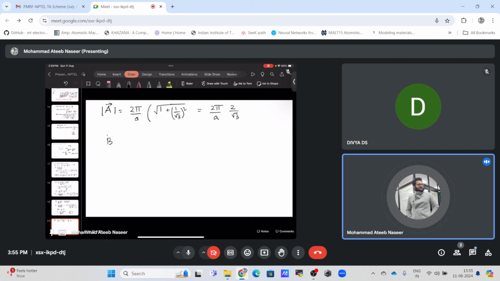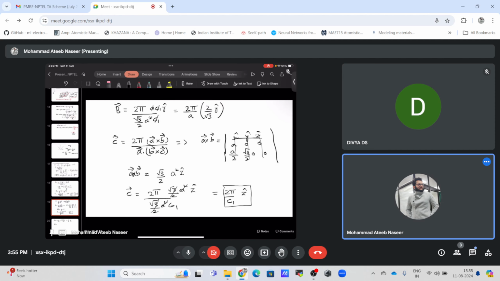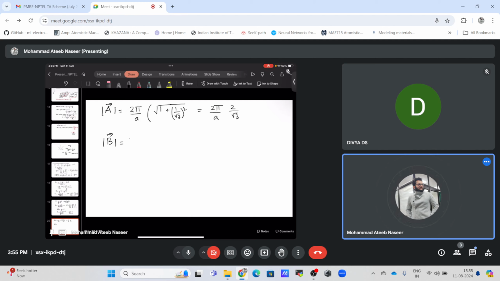Now the magnitude of reciprocal lattice vector B is simply 2π/a times 2/√3. So this is also done. This is the magnitude of reciprocal lattice vector B.